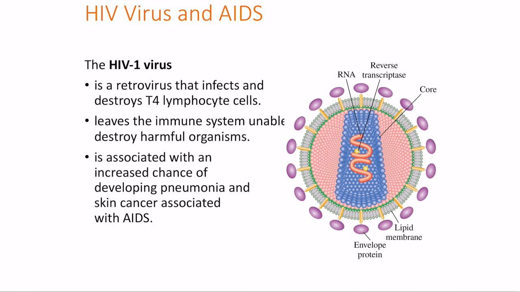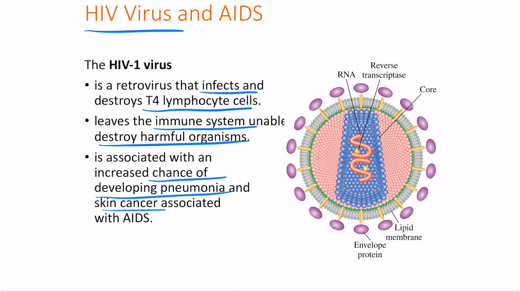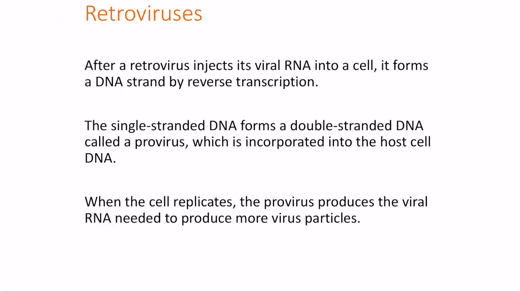One of those viruses is the HIV virus. HIV virus is an example of a retrovirus. It infects and destroys the T4 lymphocyte cells, and it leaves the immune system unable to destroy the harmful organisms, because T cells themselves are the ones that are responsible for protecting your body. But if the T cells themselves are infected, then that is where you end up leaving the immune system in ruins. And it's generally associated with increased chance of developing pneumonia and skin cancer associated with AIDS.